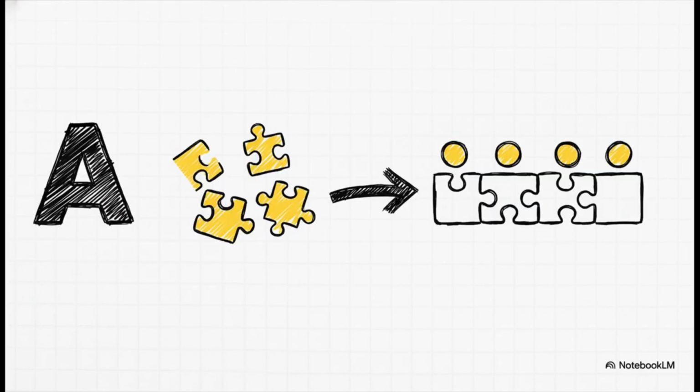Then we have A for assign. Think of it like this. You've got all your puzzle pieces laid out on the table. Now it's time to actually put them in order. You just number your main points so they flow logically. This is where your argument or your story really starts to take shape.